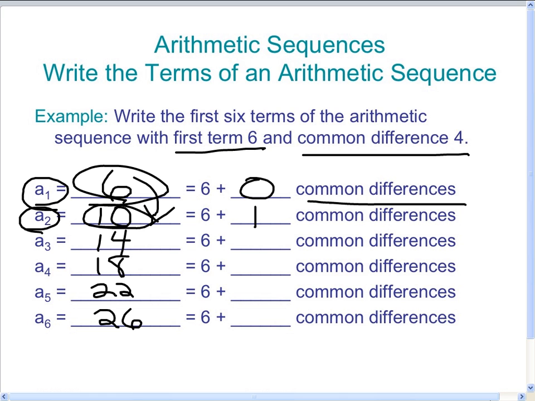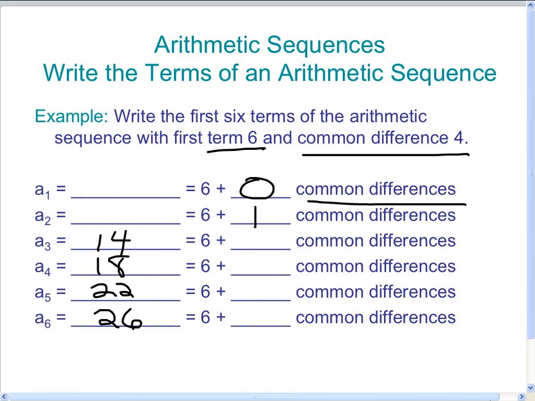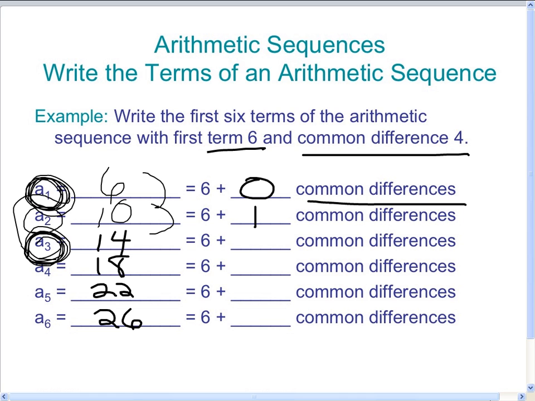I am going to erase some of this so we can see what's going on. 6 and 10. All right. Now, to get to the third term, I add 4 to the previous term, but that's not the question. The question is, what did I have to add to the first term to get to 14? Well, I added 4 this time, and I added another 4, so I actually added 2 common differences. So now let's take a look at the fourth term and figure out how many common differences I added.